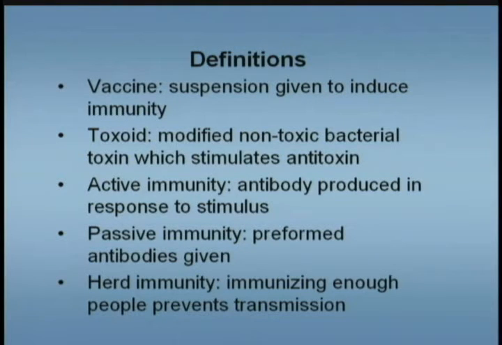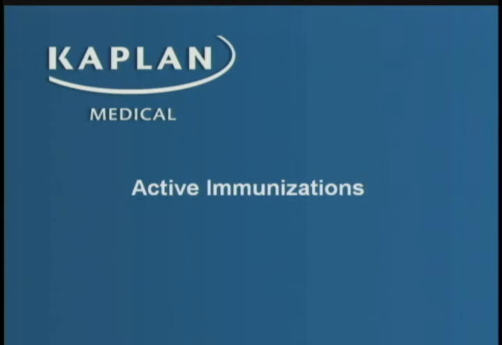Sounds really good in theory, but in practice it's hard to achieve because you need about 90% immunization rates to achieve herd immunity. And in this country, before school starts, we have some immunization rates that only approach 50 to 60%. And therefore, you can see how diseases are being transferred all the time or transmitted. We'll discuss the active immunizations first.